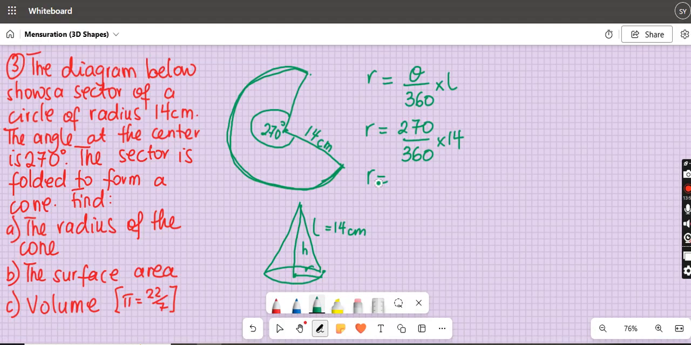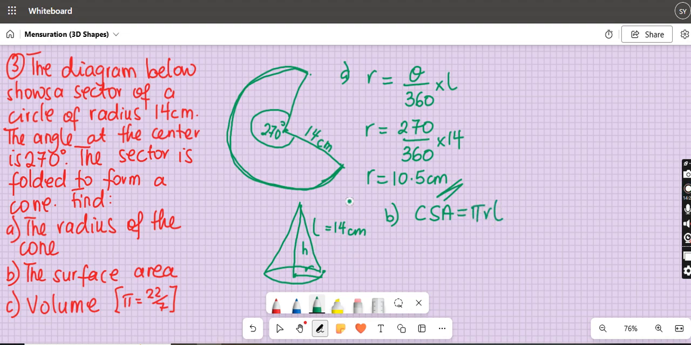270 over 360 times 14. This will give us 10.5 centimeters, and that is the radius of the cone. So we found the radius of the cone. That is A. Now for B, the curved surface area, that is the same as the surface area of the cone, because it will only form the curved surface. We don't have the circular base. And that is our pi r L.